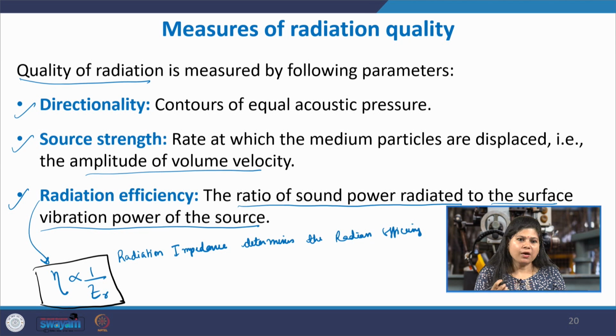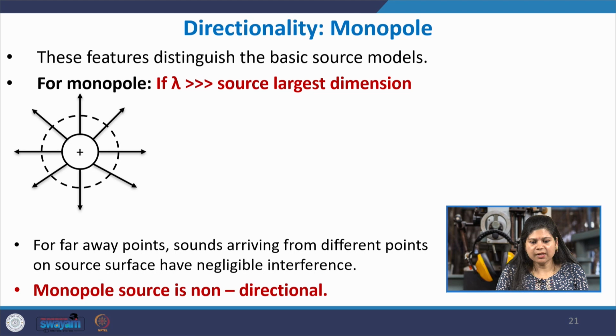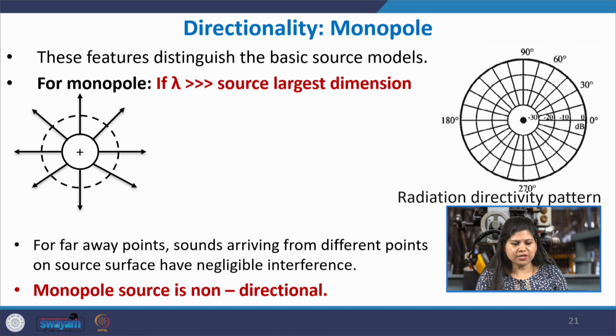So, it is what fraction of the vibrational power is actually used up in radiating and creating the sound waves. Okay. So, directionality. Let us see these features for the different basic source models. For a monopole, because it is uniform all throughout, you get a spherical kind of directionality pattern, which means that provided the source is in an open field environment and there are no obstructions, the contours of equal pressure will always be spherical in nature.